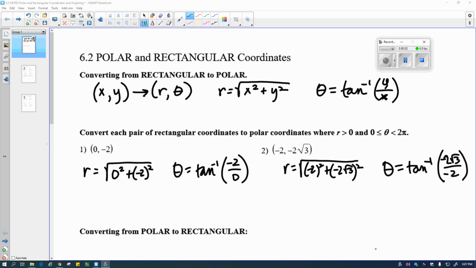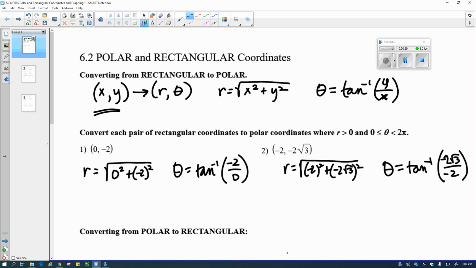Yesterday we went through an introduction to polar coordinates and we learned how to convert a rectangular or an XY coordinate, this form, XY, into a polar coordinate, which is r theta. And we had two formulas that we used. R was the square root of x squared plus y squared, and theta is the tangent inverse of y over x. So I just started off today with a review of two of those problems to kind of go through that process again.